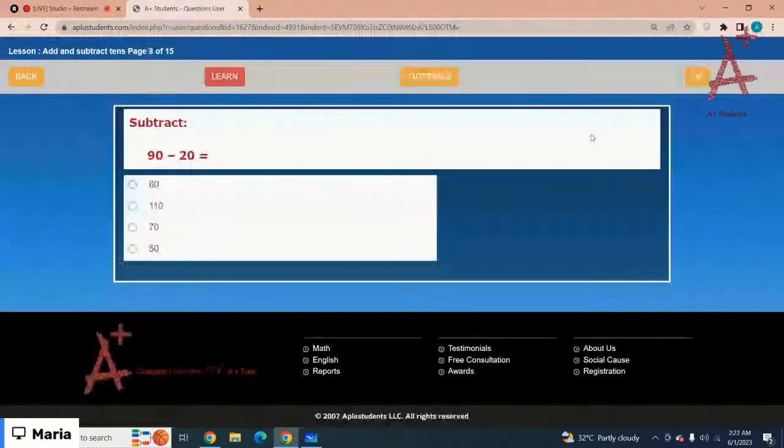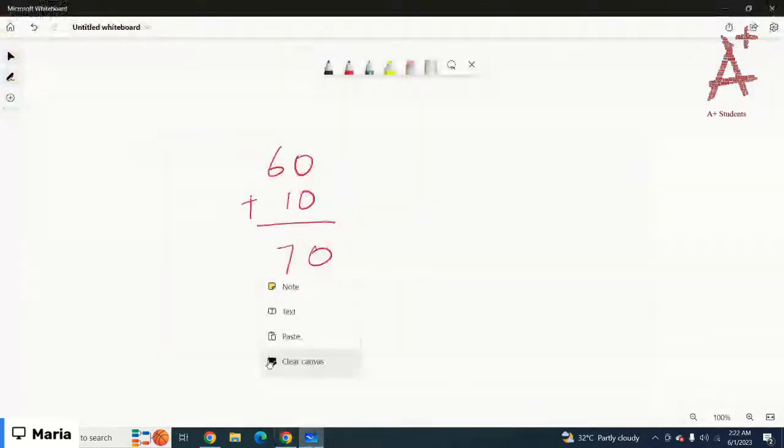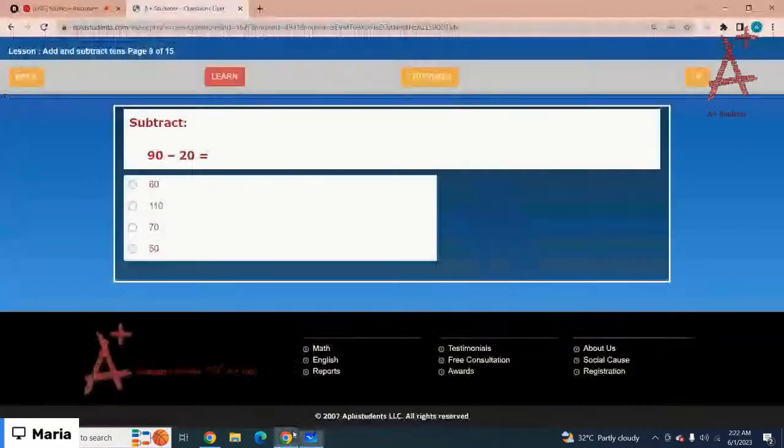The next one is 90 take away 20. 0 minus 0 is 0, and 9 take away 2 equals 7. So it would be 70. The correct option is 70.